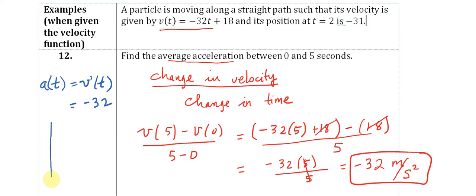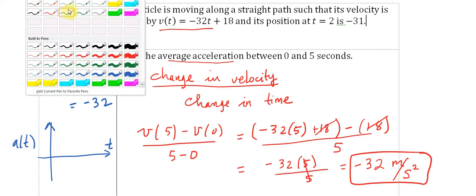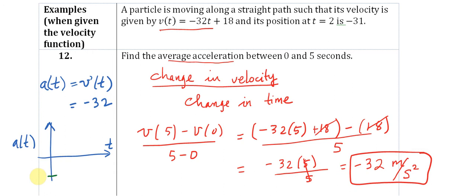So if you were to graph the acceleration function, this is t and this is a of t, then your acceleration function wouldn't be very interesting. It would just be negative 32 the entire time. So for this case, it happens that you have an acceleration that's constant. In other cases, it might not be, and this number might change for other intervals. But I just wanted to point that out in addition to just doing the problem.